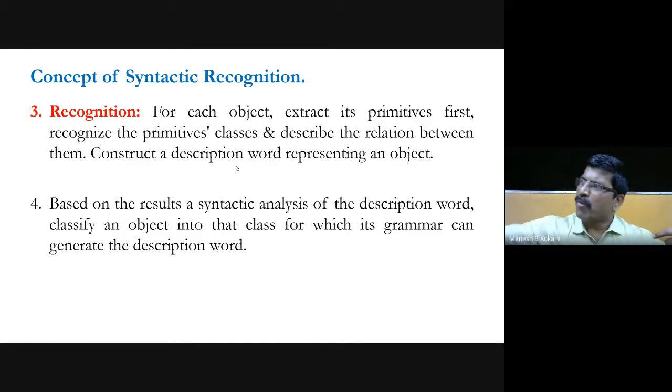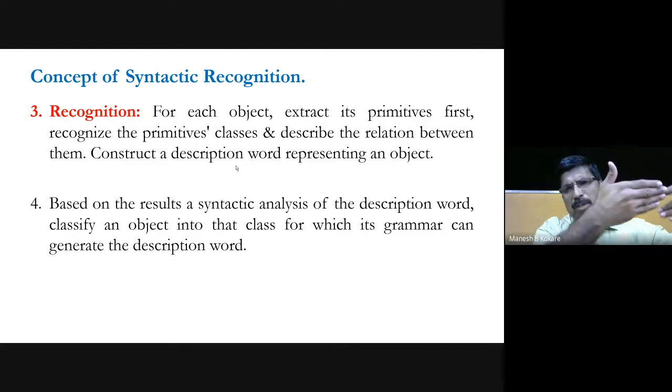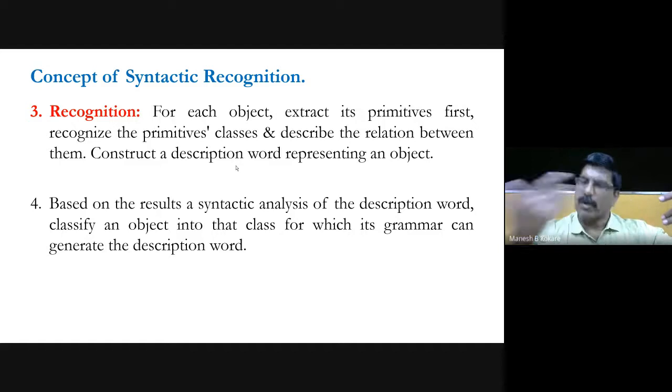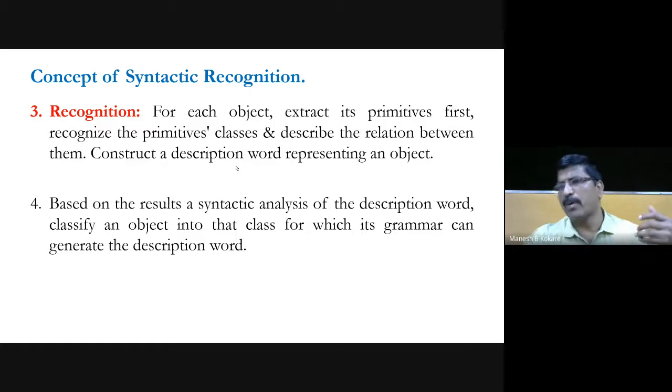Then what do you have to do? For the unknown pattern, you have to extract the primitives first, then recognize those primitive classes, describe the relation between them, and construct the description word that will represent the language of that class. Now, whether this language matches the language of class 1; if not, then try to match with class 2. Like that, if the language of the unknown object matches the language of a known object in the database, then that unknown object is classified or recognized as belonging to class Cn or Ck, something like that.